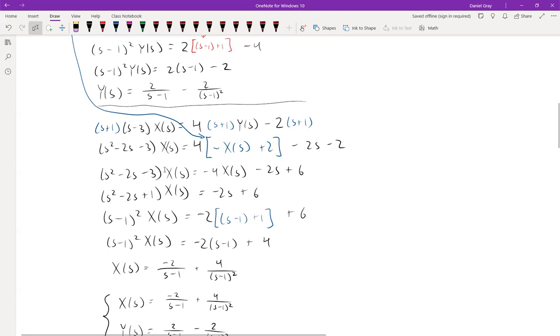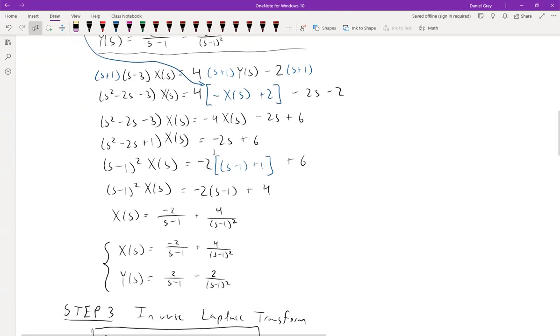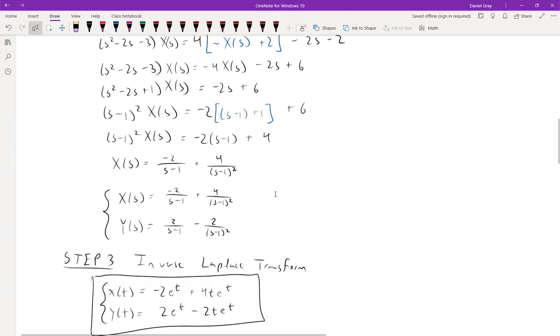Okay. And then now I'll combine my x of s terms by adding 4x of s to both sides. So I still get this s squared minus 2s plus 1 times big X of s. That's nice. Okay, and it's equal to negative 2s plus 6. I'll play the same trick here where I'll factor this as s minus 1 squared, and then I'll rewrite this s as s minus 1 plus 1. I'll distribute the negative 2, so I get a minus 2 over here plus 6 becomes plus 4. Okay. Now I'll divide by s minus 1 squared, and I get that x of s is equal to negative 2 over s minus 1 plus 4 over s minus 1 squared.